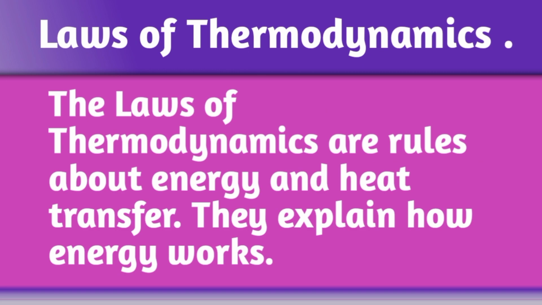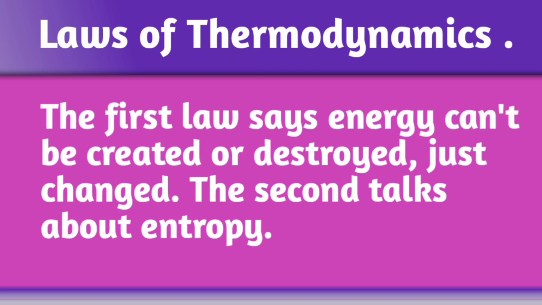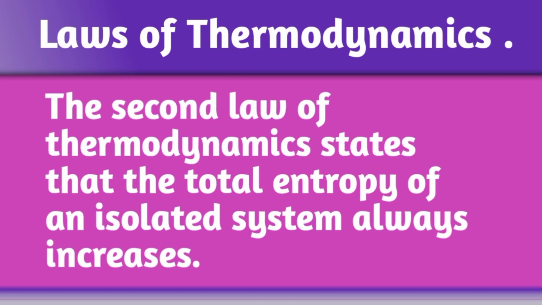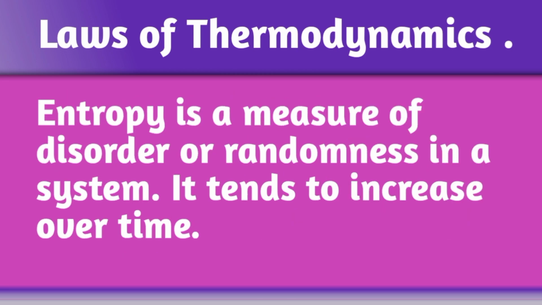The laws of thermodynamics are rules about energy and heat transfer. They explain how energy works. The first law says energy can't be created or destroyed, just changed. The second talks about entropy. The second law of thermodynamics states that the total entropy of an isolated system always increases. Entropy is a measure of disorder or randomness in a system. It tends to increase over time.